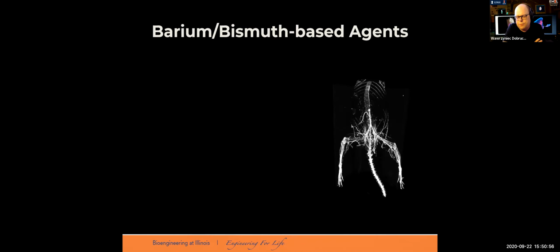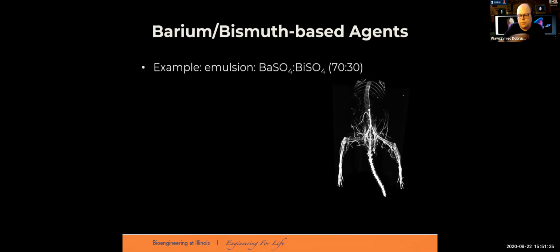So those types of contrast agents, barium and bismuth based agents, provide a very nice contrast. For example, in vasculature, they can be used to image, for example, arteriogenesis, so the formation of the vessels or the vascular tree in animals, not in patients, because it's a postmortem technique. So this is an example of an image on the right side.